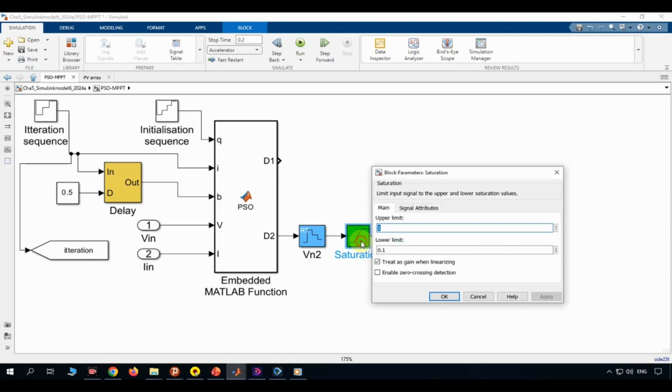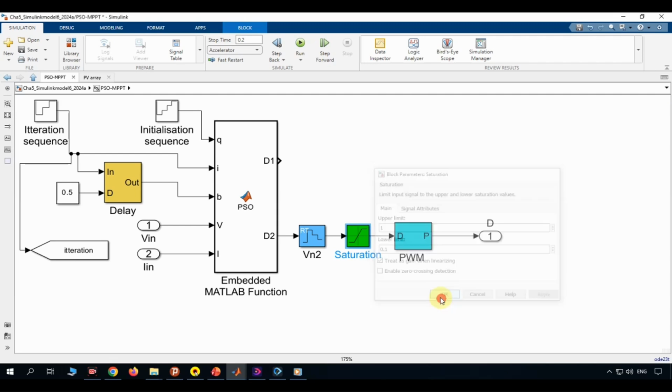The lower limit is 0.1 and the upper limit is 1. Therefore, the duty cycle applied to the PWM is constrained between 0.1 and 1. This prevents the PSO algorithm from generating an invalid PWM command outside the allowed operating range.